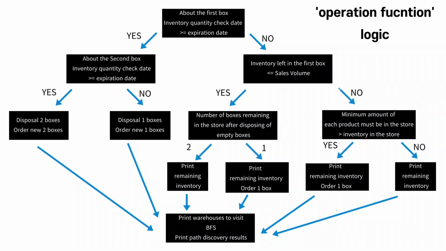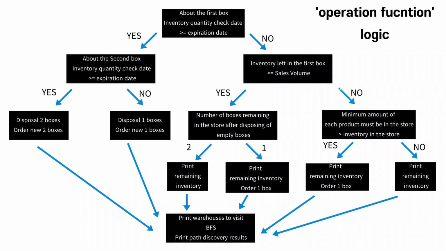We will go back to the beginning and check the remaining inventory in the first box if it is not expired. If the sales volume is higher than the number of stocks in the first box, dispose of the empty first box that is out of stock, and check the number of boxes remaining. If there are 2 boxes left, print out the remaining inventory, and if there is 1 box left, print out the remaining inventory and bring 1 more box from the warehouse.